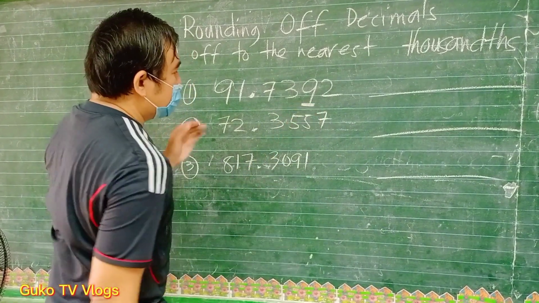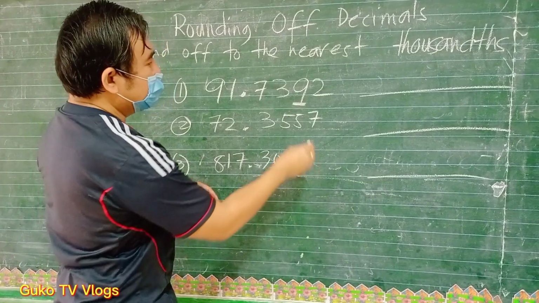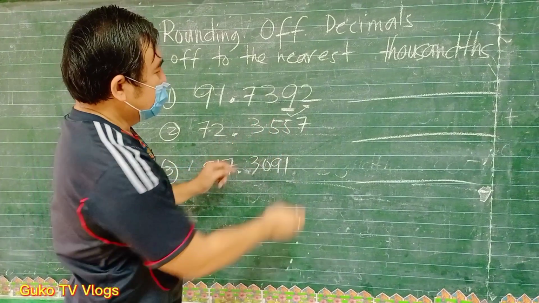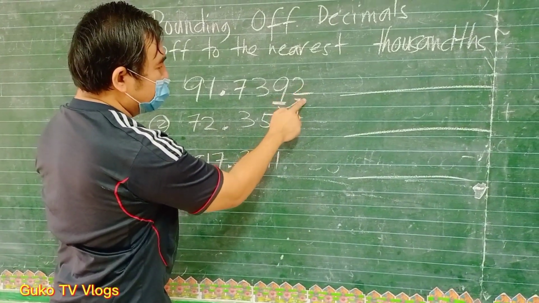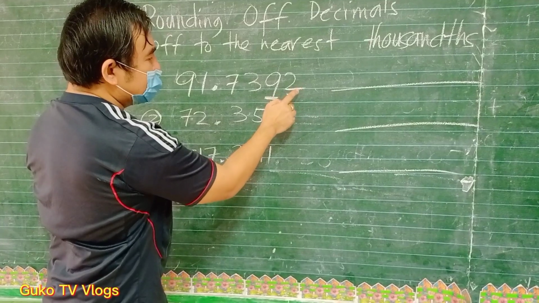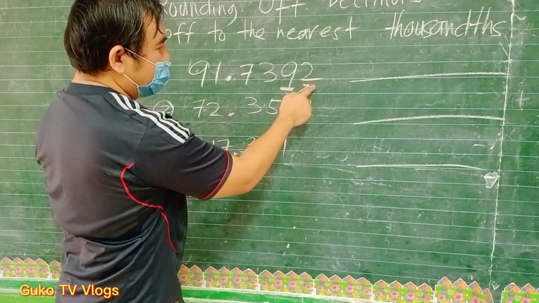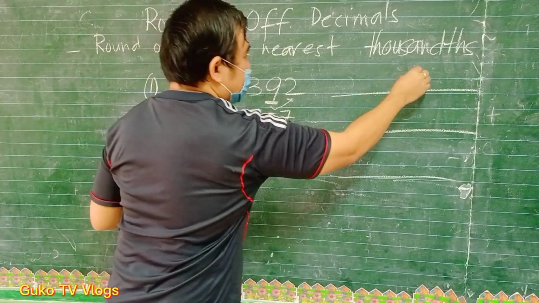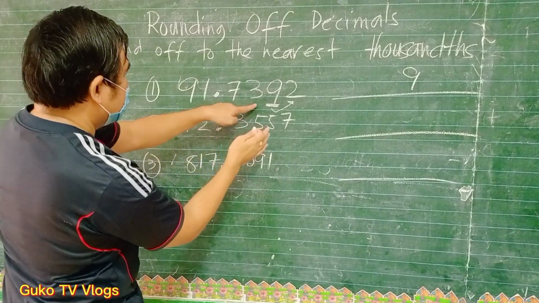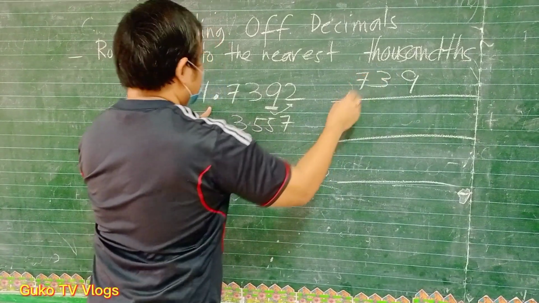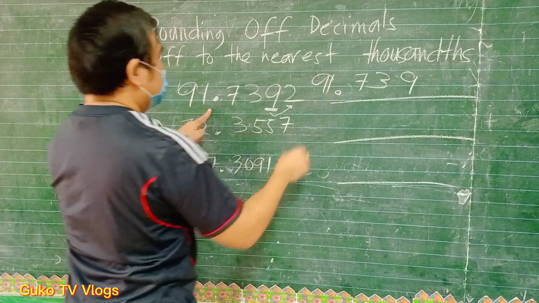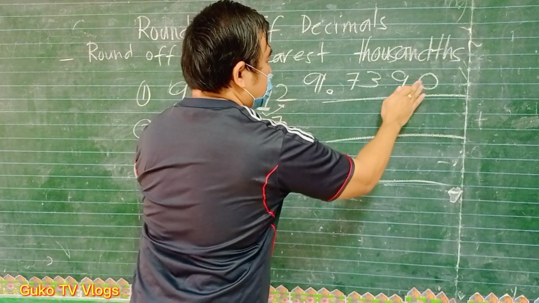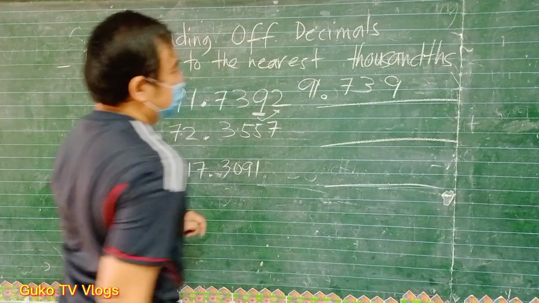So round off to the nearest thousandths. Again, the same rule, look at the number on the right side. Okay, so this is number 2. Again, this is less than 5. So if the number on the right is less than 5, we will not add 1 here. So this will remain as 9. So copy everything on the left. And this number here will become 0. Or you can just place nothing there.